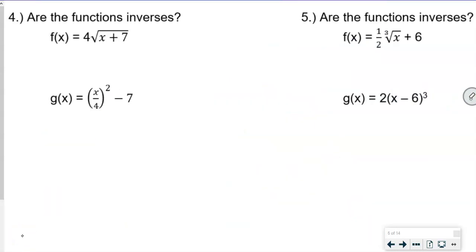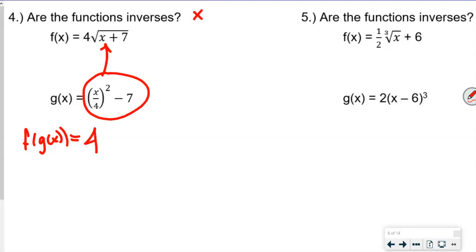So recall, when we do f of g of x and g of f of x, if we get x as our answer, that's when we know that these are inverses. So when I do f of g of x, if that equals x, then I know that these are inverses. Okay, so that's what we're going to do right now, we're going to put our g of x function, this one, in for that x right there. So I'm going to say 4 times the square root, and I'm going to put that in parentheses, x over 4 squared minus 7, and then we got that plus 7. Y'all see that plus 7? That's still under our radical, right?